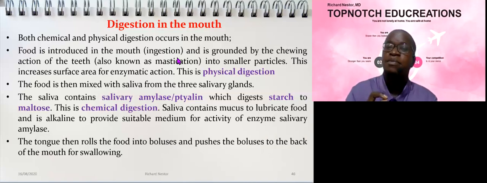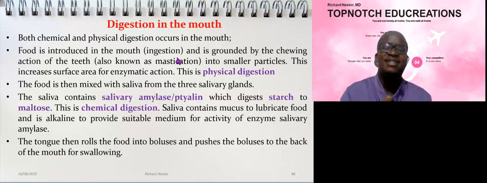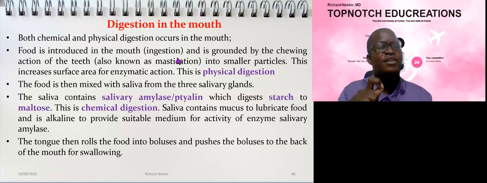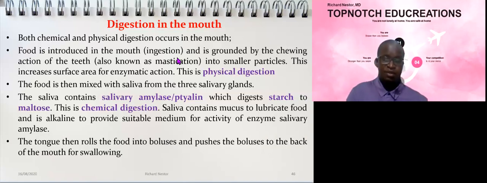And the tongue also plays a critical role in mixing the food with the saliva. Remember, the food needs to be mixed well with the saliva so that the food comes into contact with the salivary amylase to digest the starch that is present in the food. So in a nutshell, what are the main digestive processes taking place in the mouth?